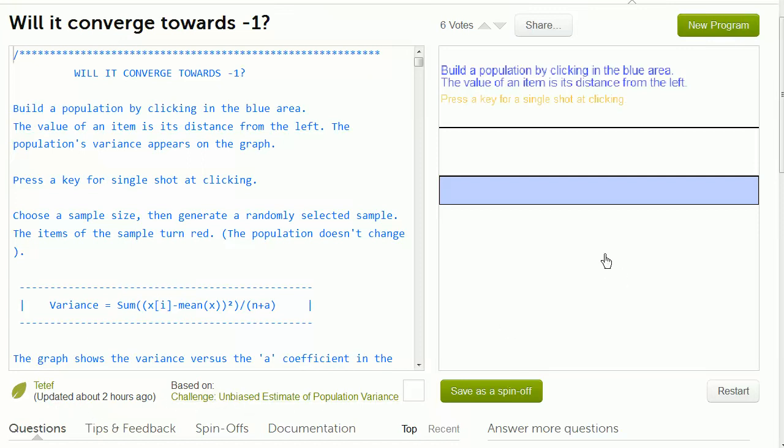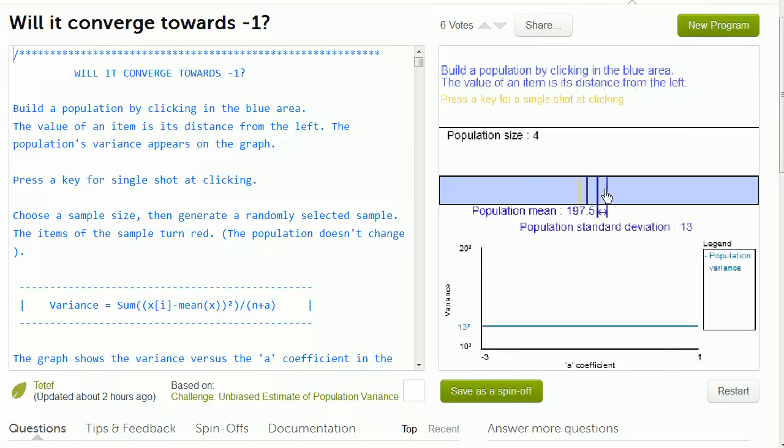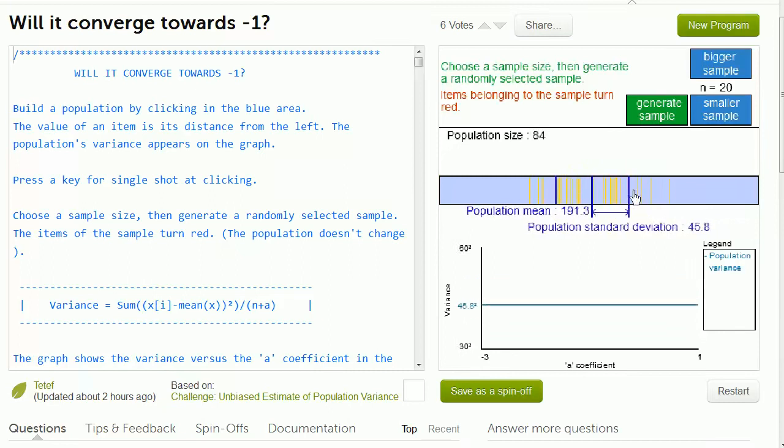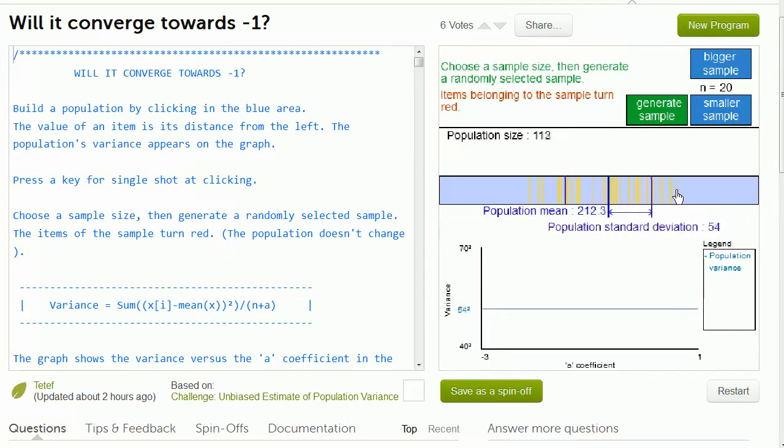So the way this starts off, and I encourage you to go try this out yourself, is that you can construct a distribution. It says build a population by clicking in the blue area. So here, we're actually creating a population. Every time I click, it increases the population size. I'm just randomly doing this, and I encourage you to go onto this scratch pad on the Khan Academy Computer Science and try to do it yourself.